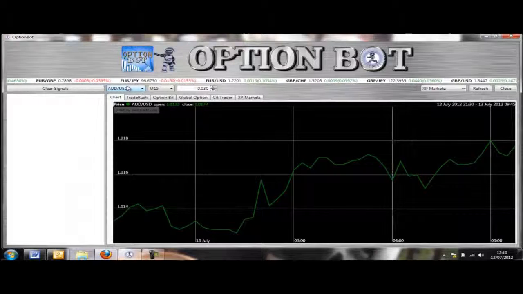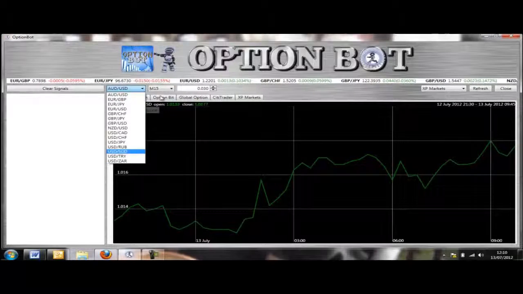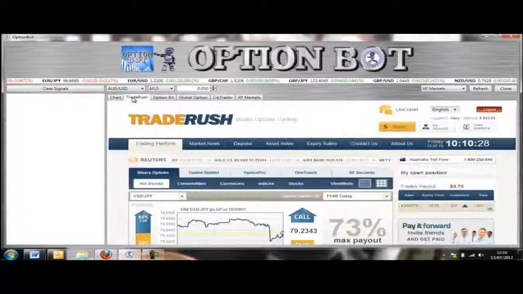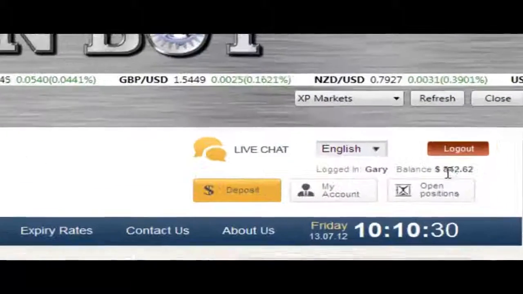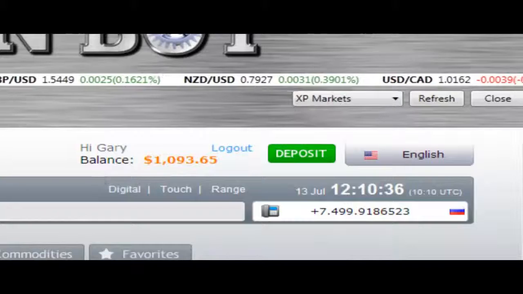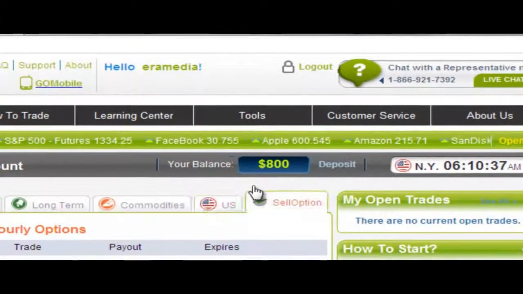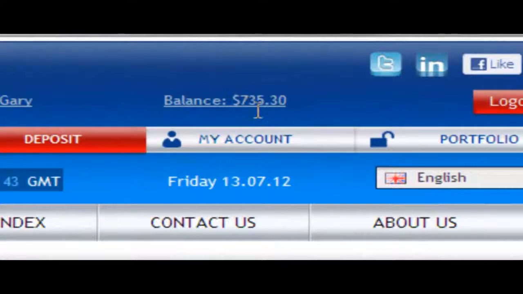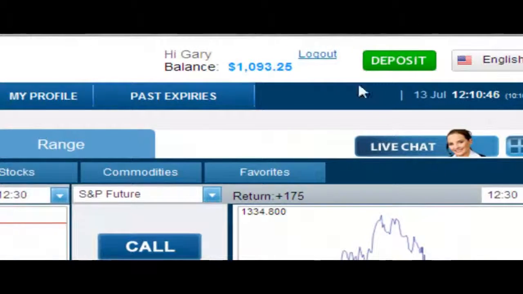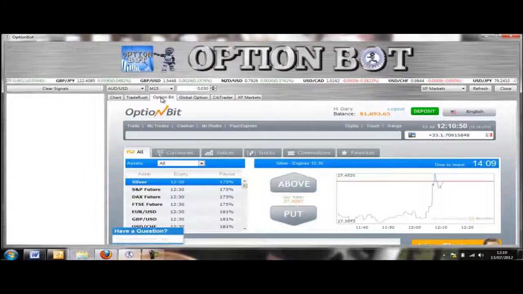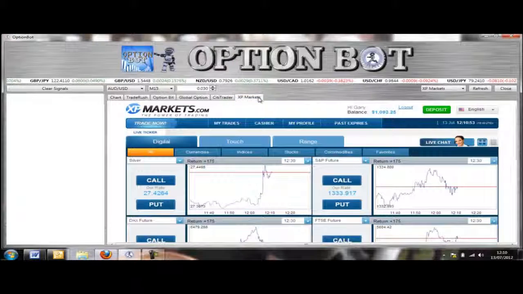This works by analyzing the pairs for upwards and downward movements over the last 15 minutes, and I have 5 platforms to trade on. As you can see, I have a balance of 842.62 with Trade Rush, a balance of 1,093.65 with OptionBit, a balance of $800 with Global Option, a balance of 735.30 with City Trader, and finally a balance of 1,093.25 with XP Markets. That's a total across all 5 platforms of 4,564.82 in my trading balance.